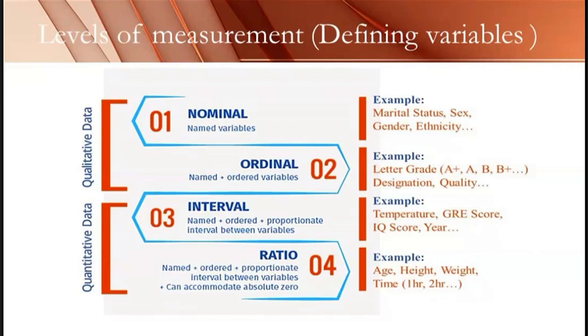Interval data is basically used where we have specific intervals, where you are able to calculate the distance from one particular level to another. As I mentioned yesterday, nominal and ordinal data are known as categorical data, or qualitative data. Whereas interval and ratio are known as quantitative data. Some people call it metric data. When it comes to ratio, we have examples like height and weight. So these are some of the examples we have.